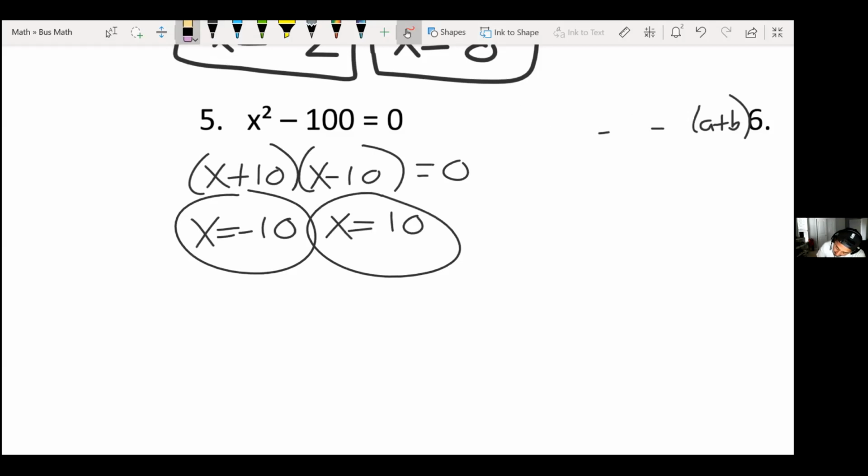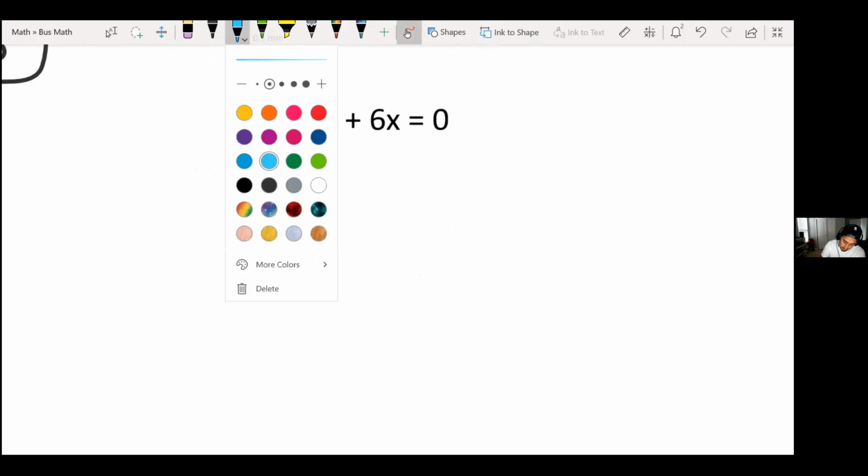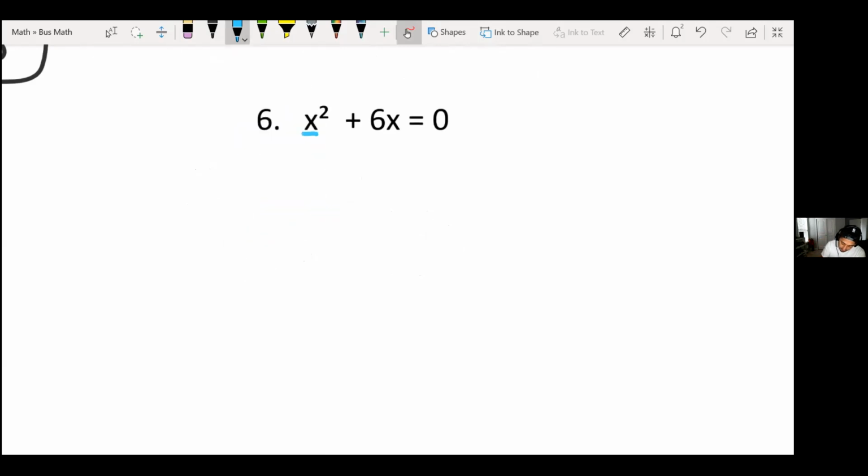All right, let me erase that. Let's keep going. 6, x squared plus 6x equal to 0. Okay, again, factor. Like the hint above on the top of your paper says, look for a greatest common factor. And here we noticed that x is our greatest common factor. So that's what we're going to factor out.